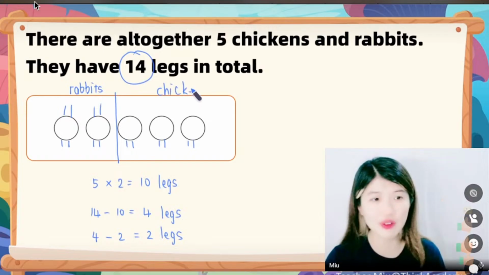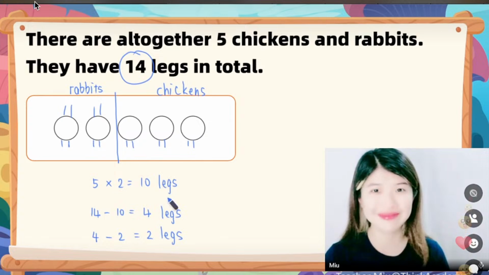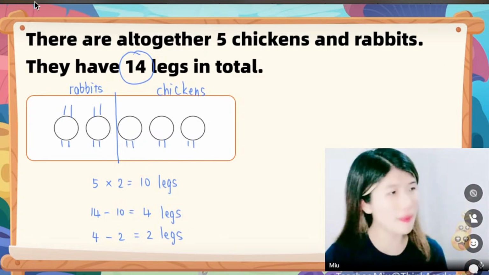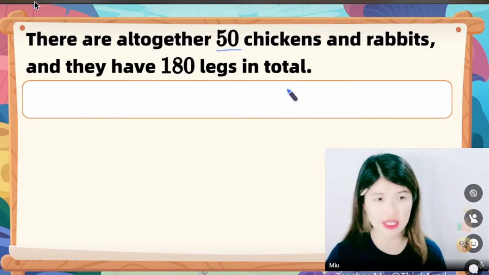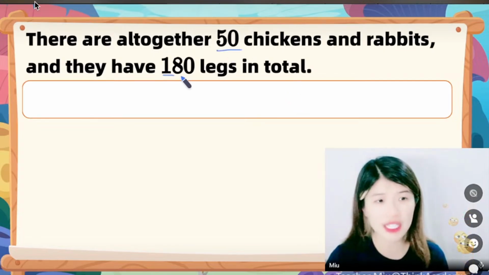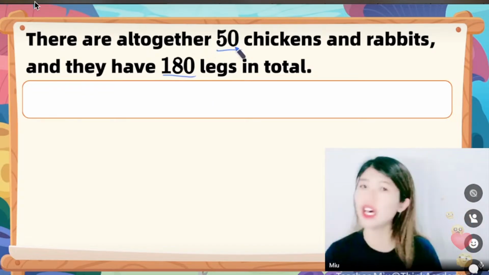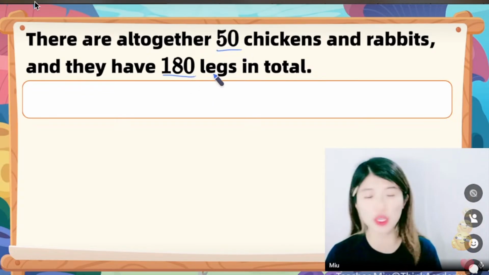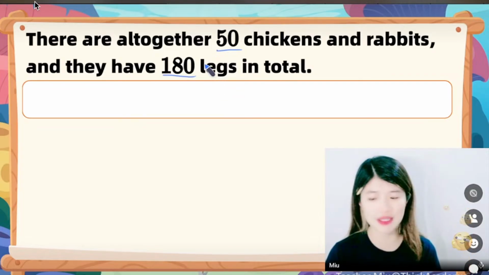This is a very, very basic thing you need to understand about the chicken and rabbit problem. It's about the drawing method. But what about this one? Altogether, there are 50 chickens and rabbits. Altogether, there are 180 legs. Are you going to draw all 50 heads and all 180 legs to see how many chickens and how many rabbits?